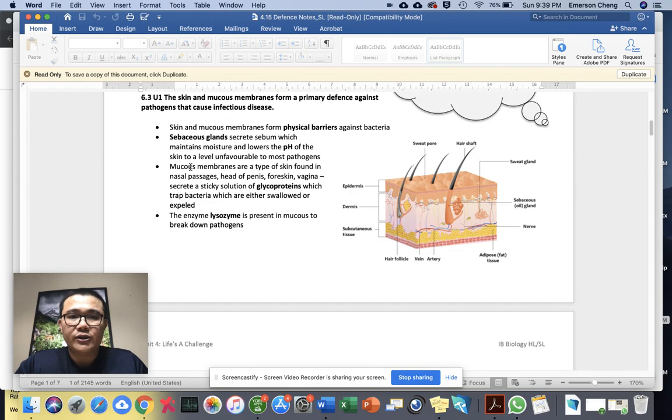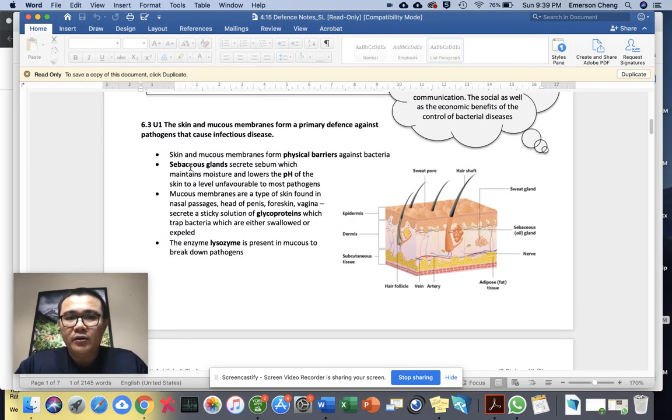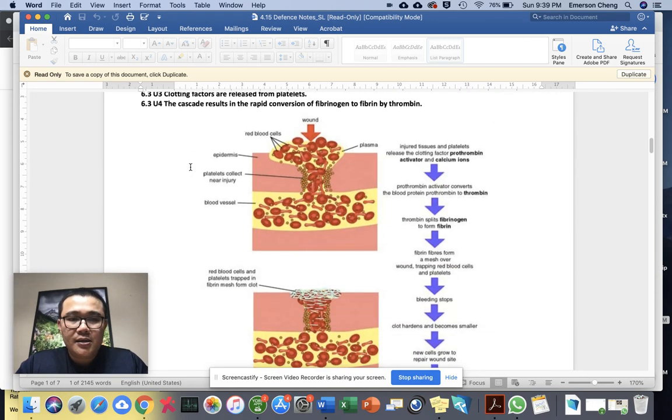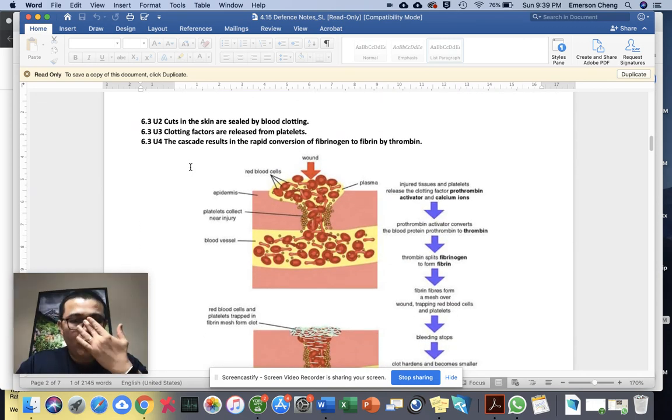So let's get started. If you remember from our first lesson, the skin and mucous membrane form the barrier that is part of our non-specific immune system. The idea is to keep everything out. Because it is such an important part, we do have blood clotting mechanisms. Any cuts on the skin, you'll have blood clotting. The idea is to make sure you patch up that barrier as quickly as possible.